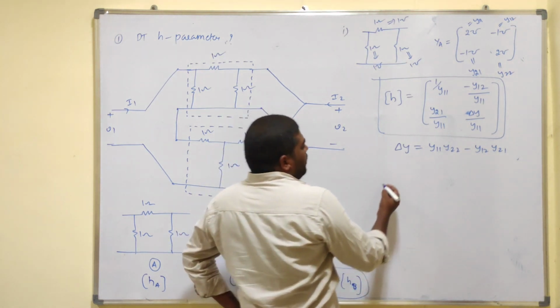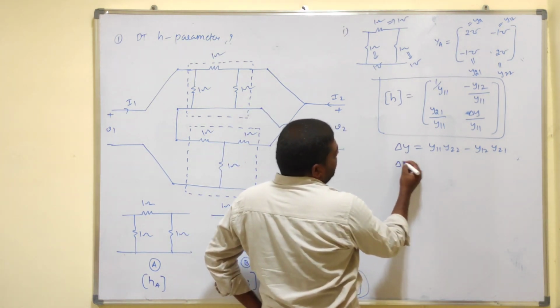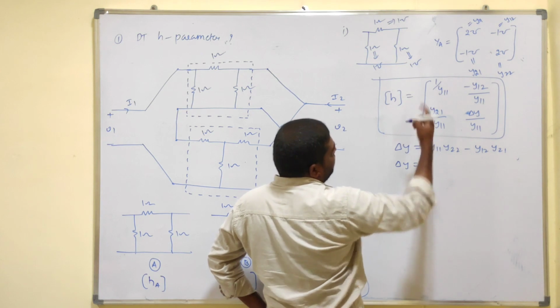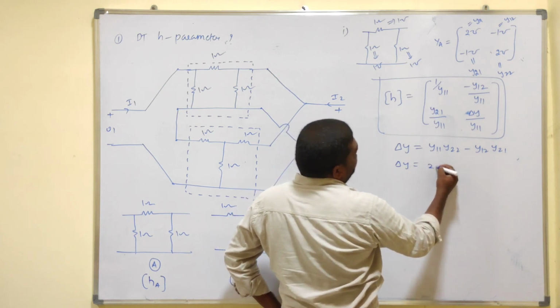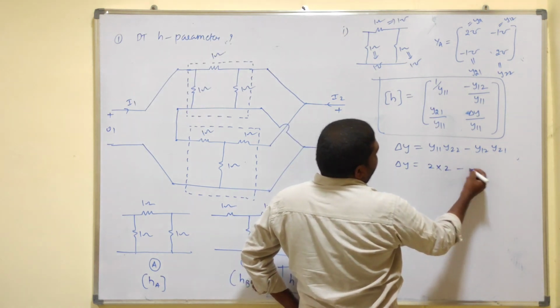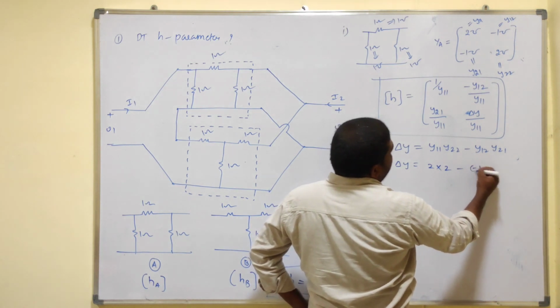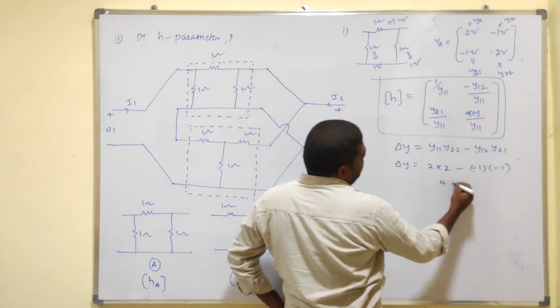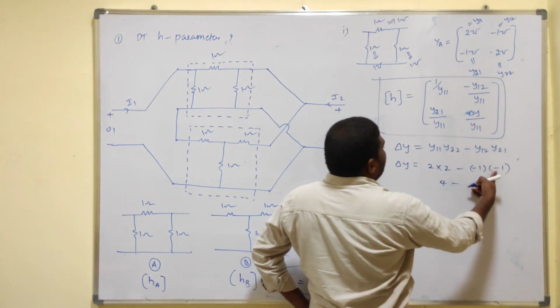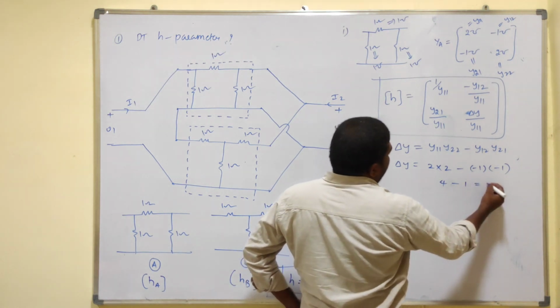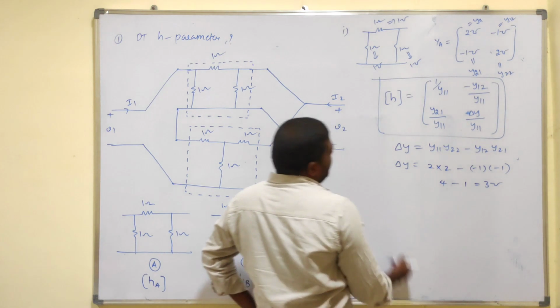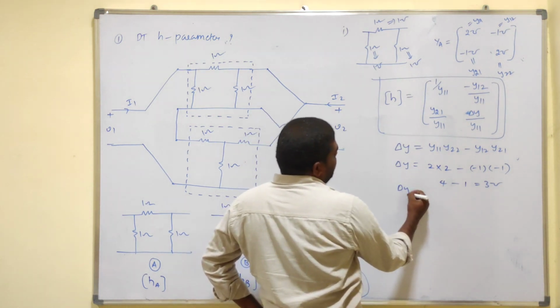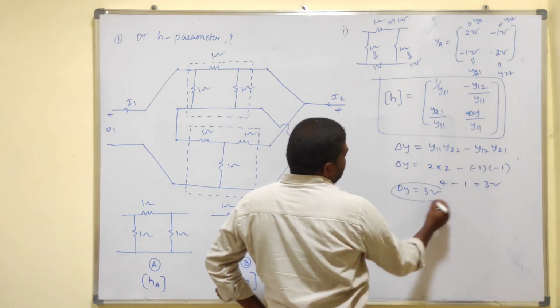Now delta y, how much will you get? Delta y equals the y11 value, that is 2 mho, into y22, 2, minus y12 times y21, minus 1 and minus 1, right? How much will you get? 4 minus into minus, plus 1, so that equals 3 mho. Okay, delta y equals 3 mho, right?